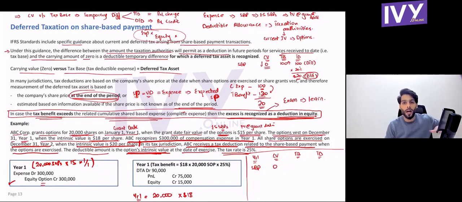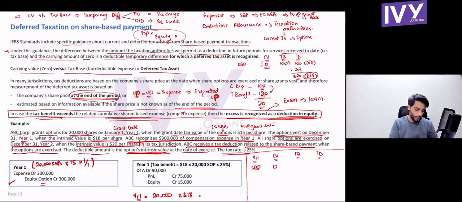Nobody knows what is going to happen in year 2 when you're standing at year 1. So you can only take an estimate based on the information that is available in year 1. That is what the standard requires. You're not God that you know what is going to happen in year 2. So I try to estimate the real value, the intrinsic value as per the tax jurisdiction, and 20,000 into 18 is going to be the deductible allowance from my side.